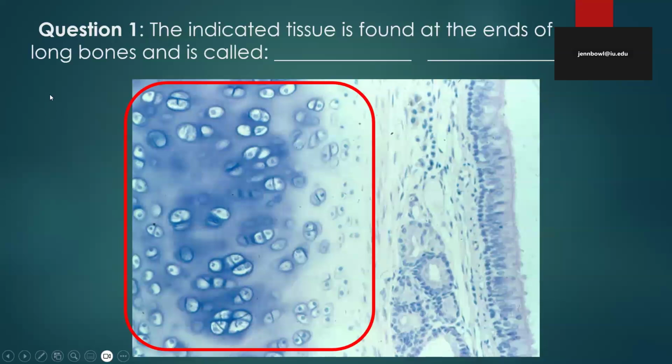And then last question was the indicated tissue is found at the ends of long bones and is called what? So big hint here, at the ends of long bones, we would expect to find hyaline cartilage. To confirm, we look at this tissue, we see these pairs of lacuna housing, in this case, chondrocytes. So this is going to be hyaline cartilage.